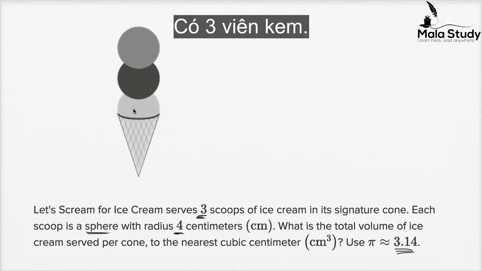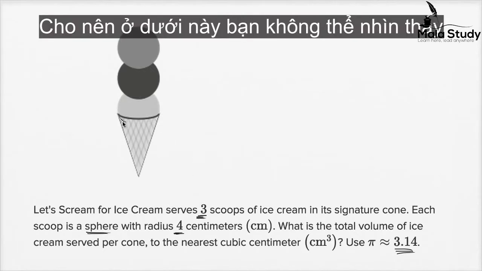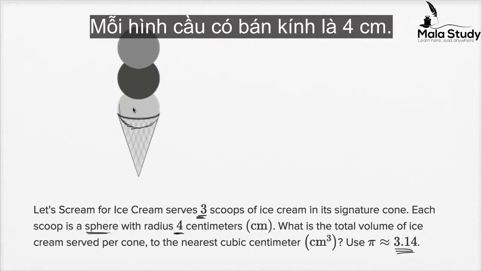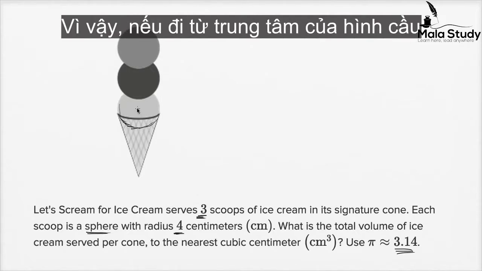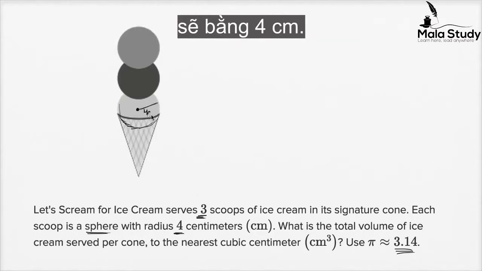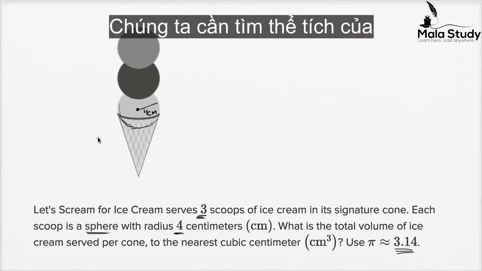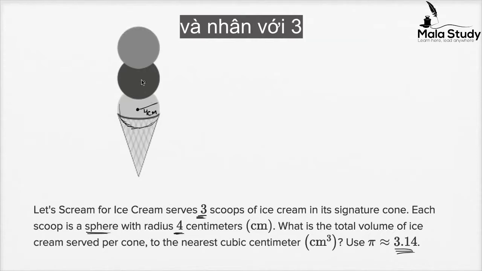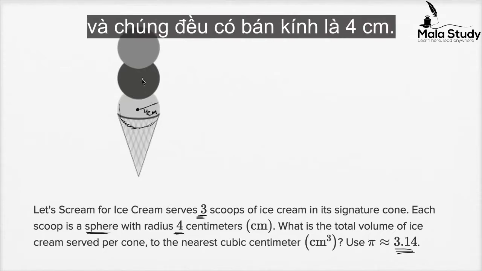So there's 3 scoops of ice cream. Each of them is a sphere, so this bottom one you can't fully see because it's in the cone. And they each have a radius of 4 centimeters. So if you go from the center of the sphere to the surface of the sphere, that is 4 centimeters. So what we really just need to do is figure out the volume of one of these scoops, and then multiply by 3, because we have 3 scoops and they all have a radius of 4 centimeters. They all have the same volume.